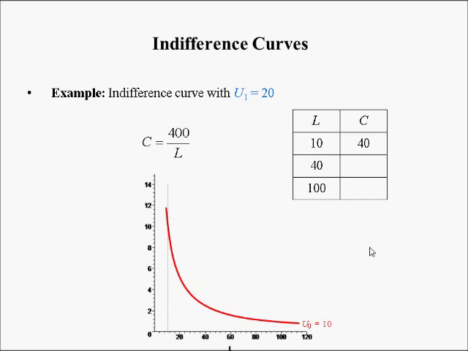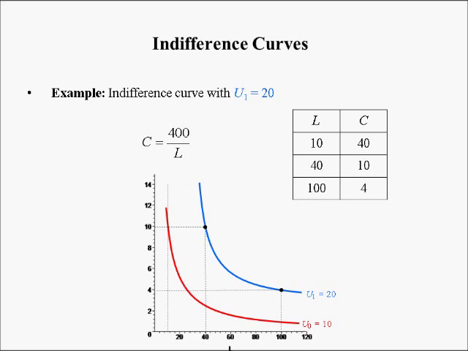Okay. Now when we plug in 40 for leisure, consumption is 10. So 40 for leisure, 10 for consumption. And remember, this other point's way up here. Then we plug in 100 and we get a consumption level of 4. So when leisure is 100, consumption is 4. Now we connect the dots with a smooth curve. And we label that curve utility equal to 20.